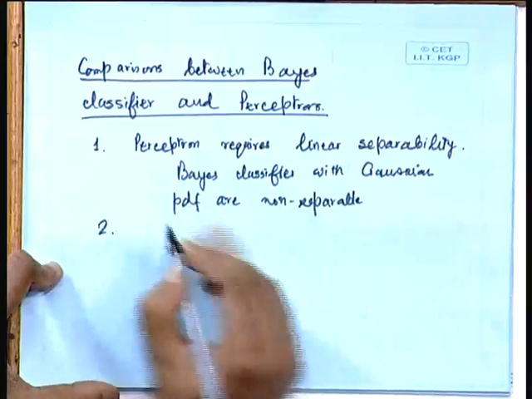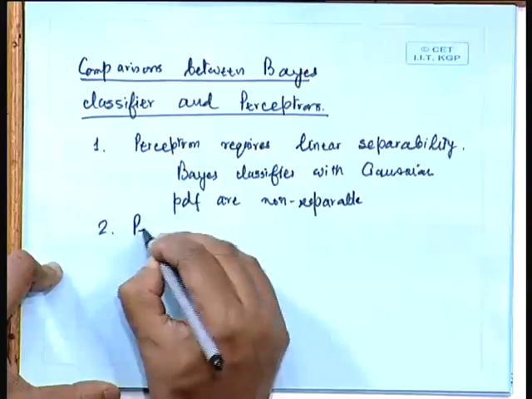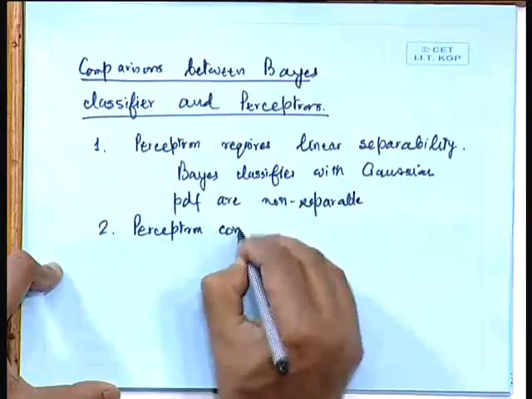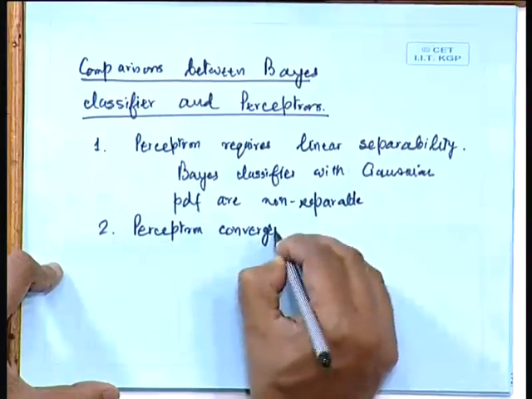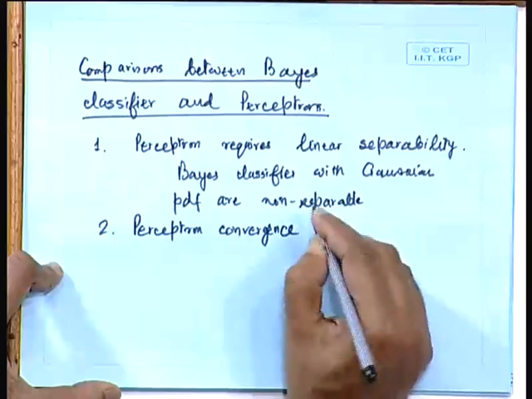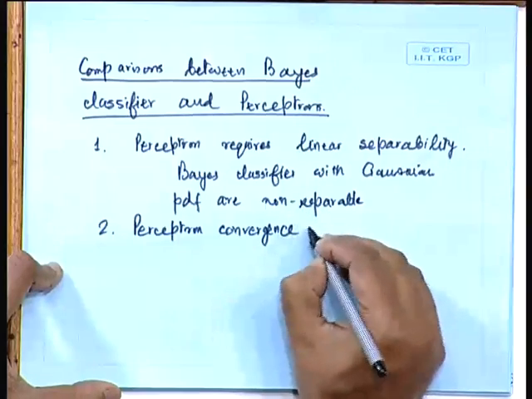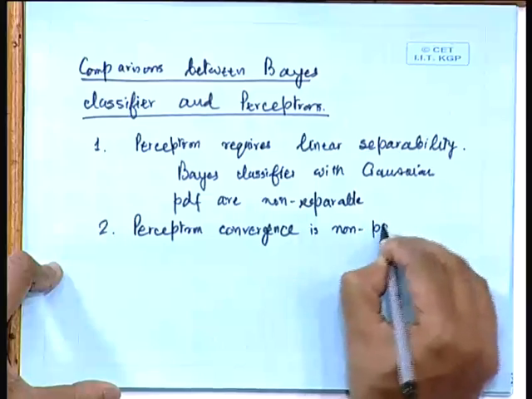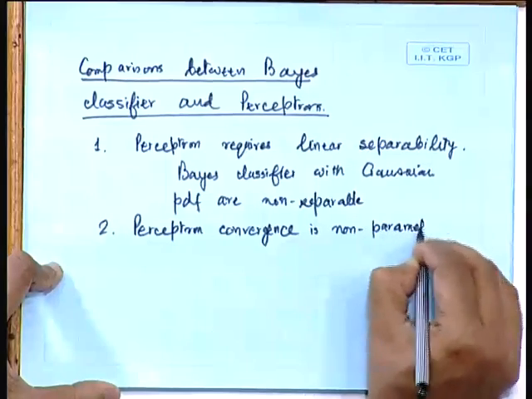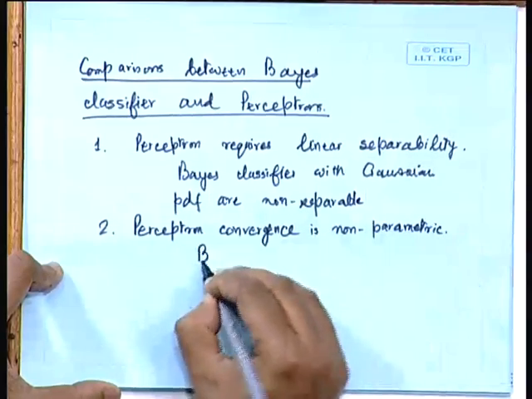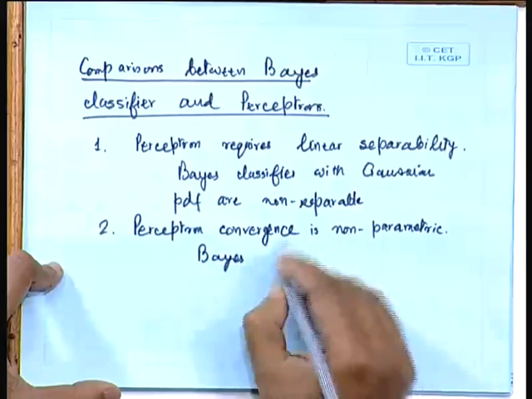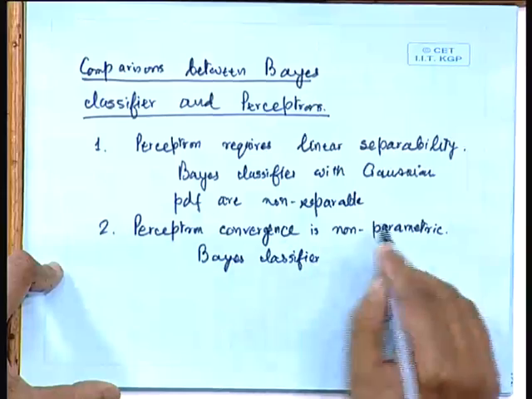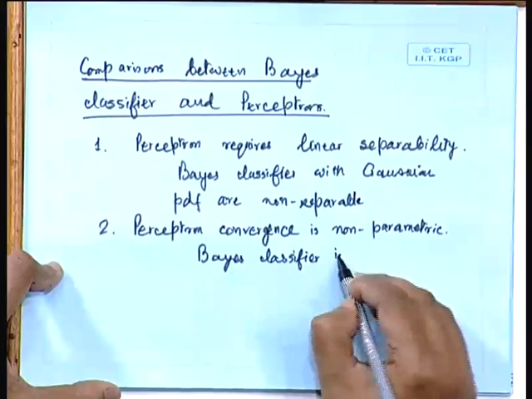The second is that perceptron convergence is non-parametric. Non-parametric means it is not dependent on the underlying distribution, underlying probability density function. Whereas Bayes classifier is indeed parametric, because it is under the assumption of Gaussian that it is linear.